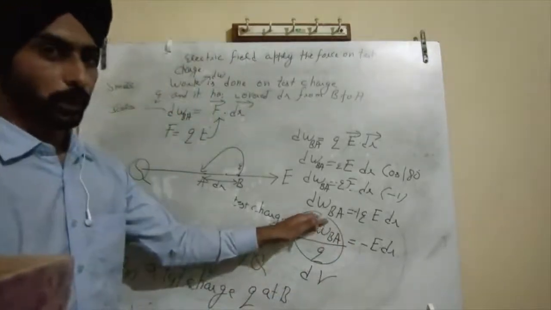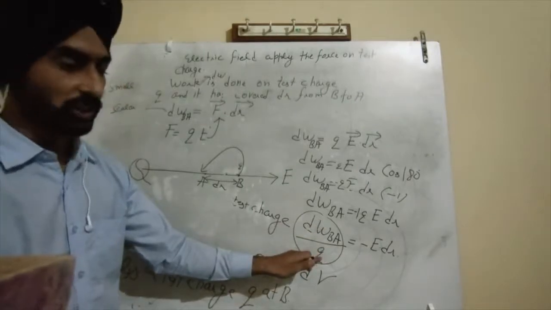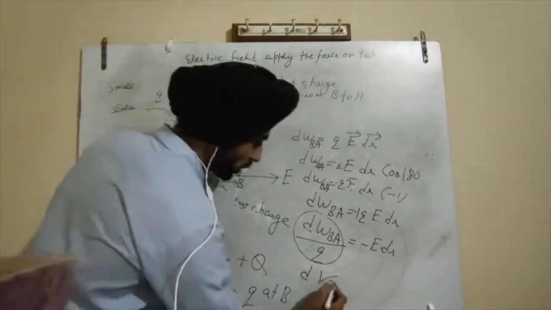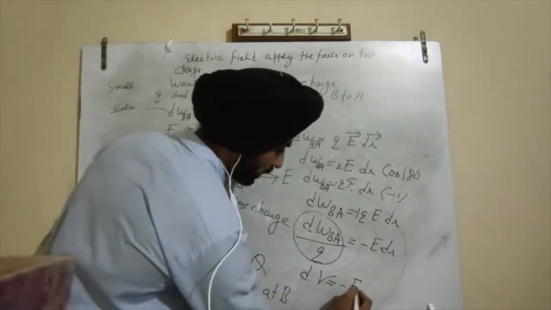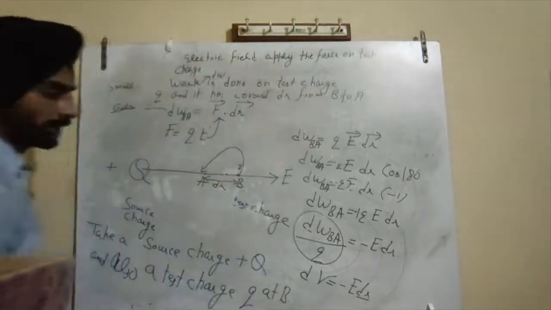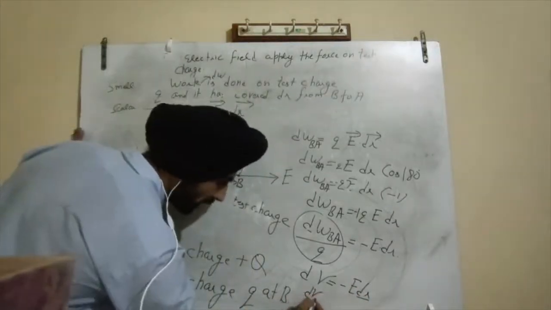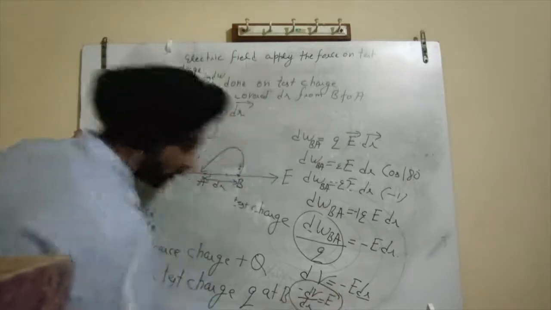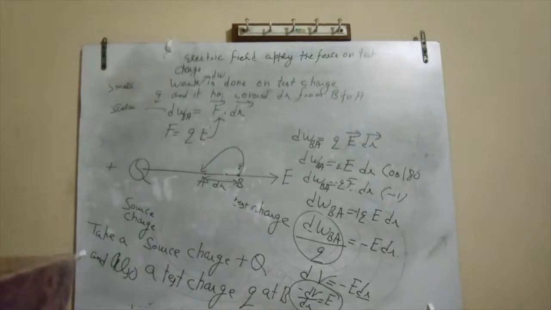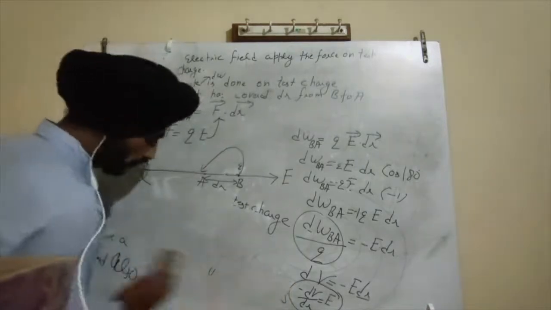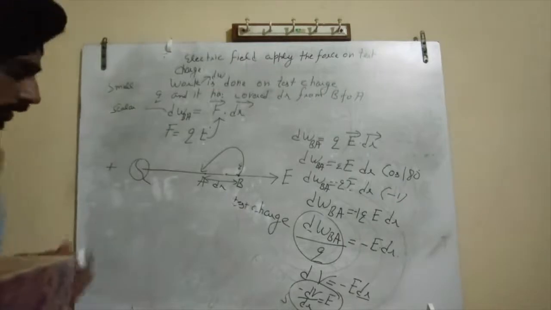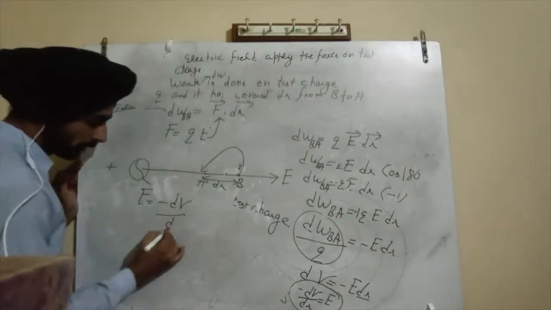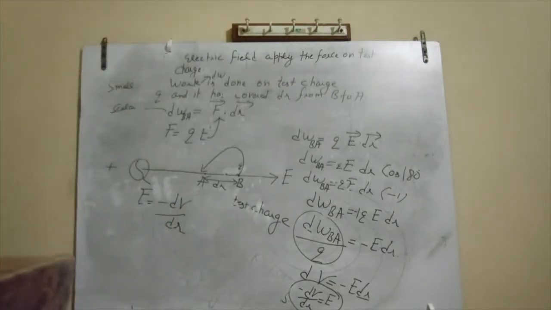Work done in order to carry a unit charge or test charge from one point to another is the small potential. This equals minus E dr, so dividing by dr, we get minus dV upon dr is equal to E. So this is the important relation between potential and electric field: E is equal to minus dV upon dr.